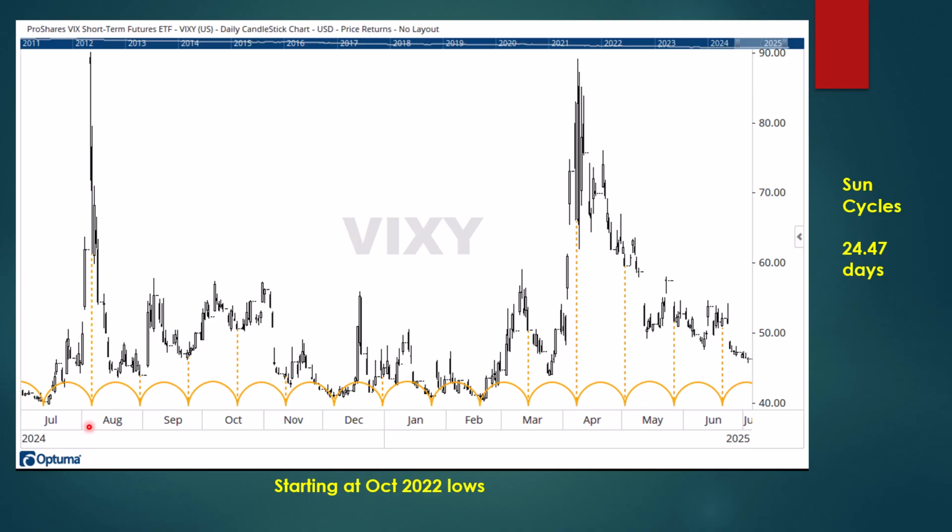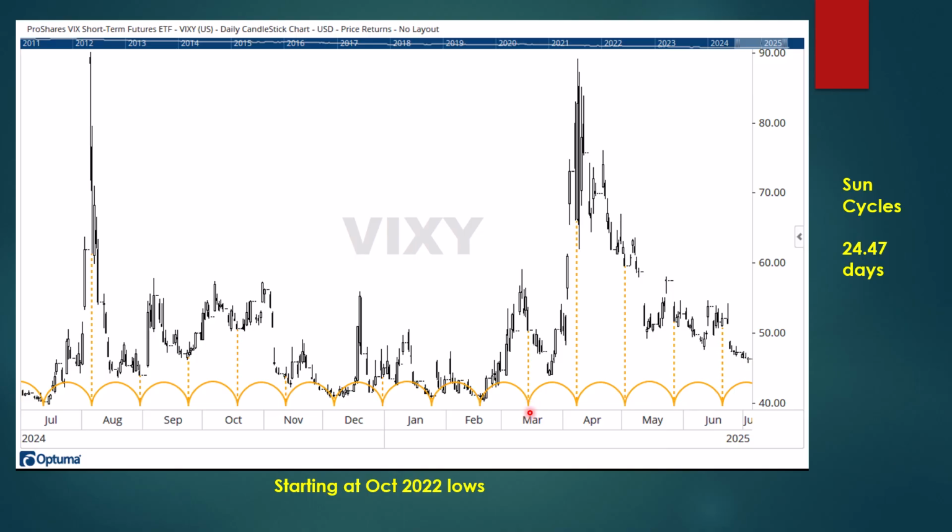early August, there was a spike in the VIX. That came right at one of these 24.47 day sun cycle increments. Moving forward, late August, there was a launch, a tipping point here, and the VIX momentarily spiked. That came right at one of these cycles. Third week of September, the VIX made a little bit of a pivot swing point, again at one of these cycles. Same in October, same in November, same in December, same in January, same in February.